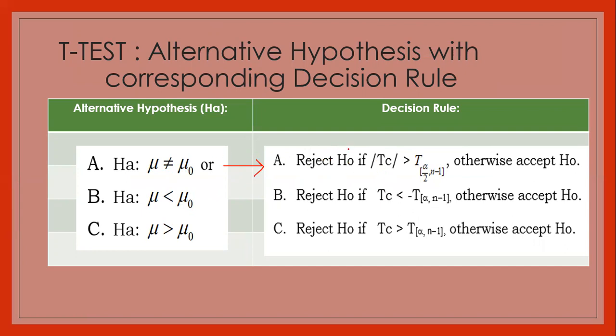So pag not equal daw, absolute value ng T sub C greater than, take note of this subscript. Kung ano yung alpha ninyo, divide nyo sa 2, tapos n minus 1. This is the number of samples. Pag less than naman, this will be our decision rule. Again, pag naka-less than, kung ano yung makukuha natin na value sa table, you get the negative of that. And then, pag greater than, again, we copy this corresponding decision rule.